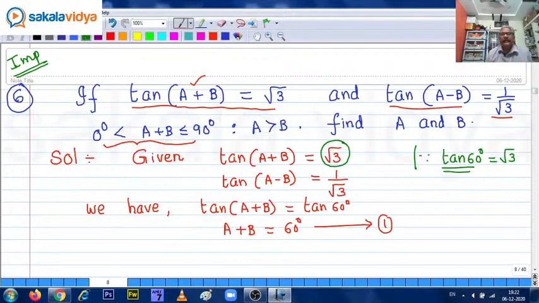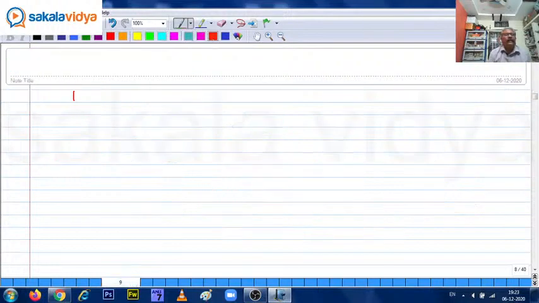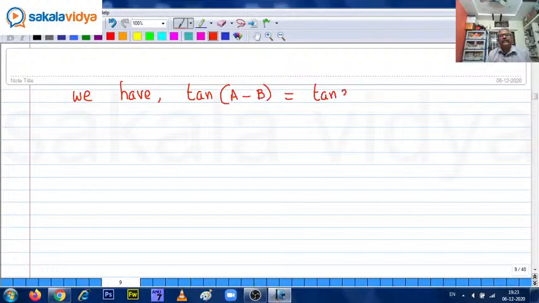And also we have here, see, tan 30 degrees is equal to 1 upon root 3. In the next case, what will you write? Tan of a minus b is equated to tan 30. So we have tan of a minus b equals, instead of 1 by root 3 we can write tan 30 degrees. Comparing on both sides, this a minus b must be equal to 30. So a minus b equals 30 degrees. Say equation 2.